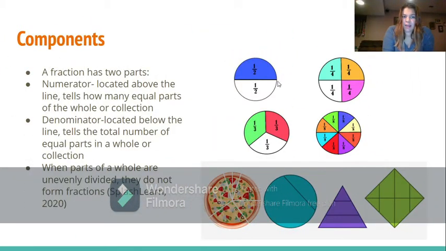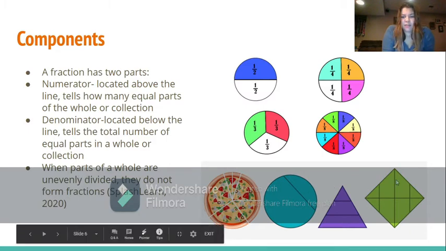Components. A fraction has 2 parts, a numerator and a denominator. If you were to look at 1 over 2, the numerator would be 1, as it is located above the line, and it tells how many equal parts of the whole or collection. The denominator would be 2, as it is located below the line, which tells the total number of equal parts in a whole or collection. It is important to note that when parts of a whole are unevenly divided, they do not form fractions, like in these pictures to the right.